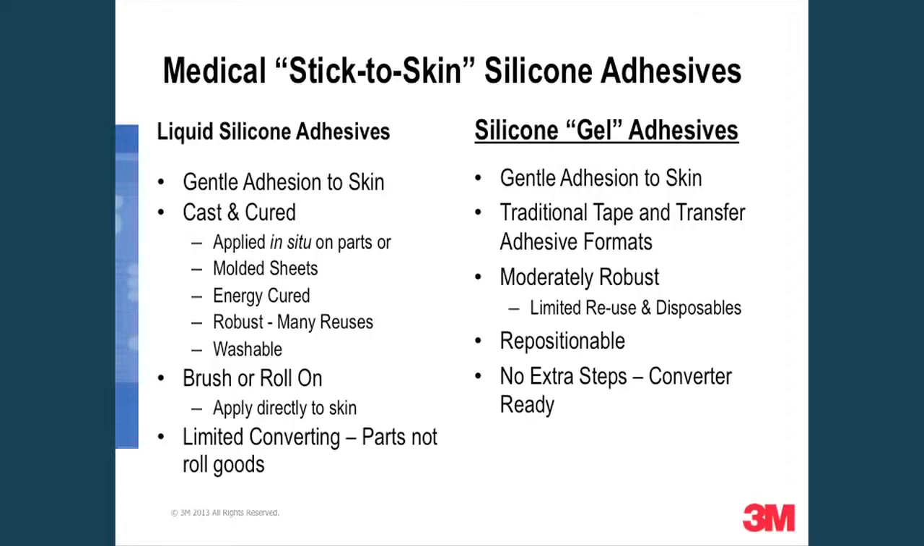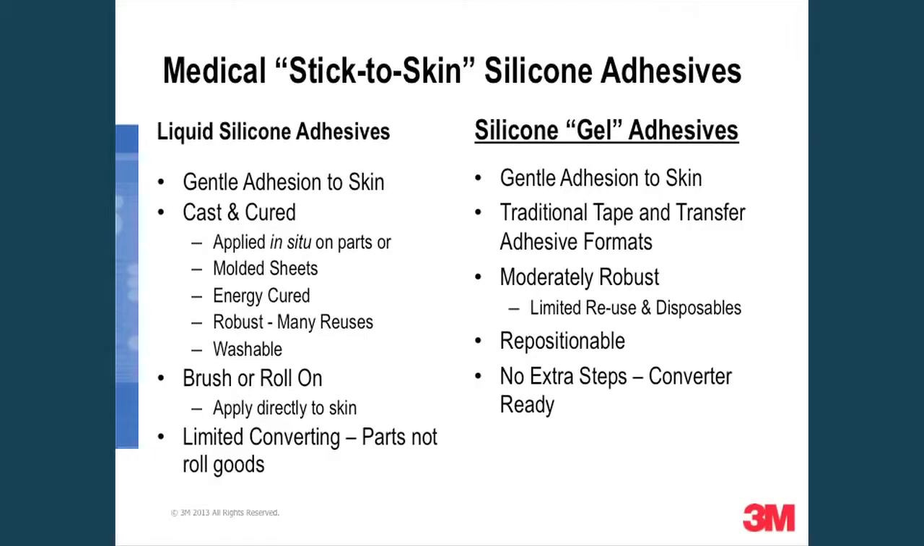So when we dive down a little bit farther, there are liquid two-part or one-part silicone adhesives that are brushed onto the skin and used for prosthetic devices applied by the end user, or there are catalyzed silicones that are cast in place or into sheets that are used for wound care or scar reduction applications. Those are provided in liquid format and have to be either cast and cured into sheets for use by the end user, or they're supplied in bottles or roll-ons for use by the end user.